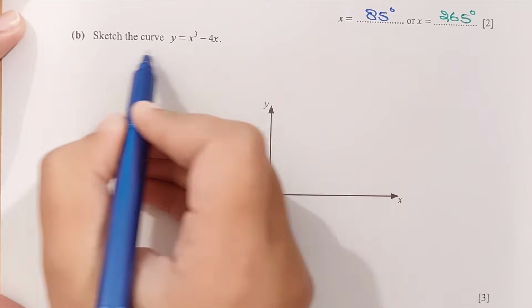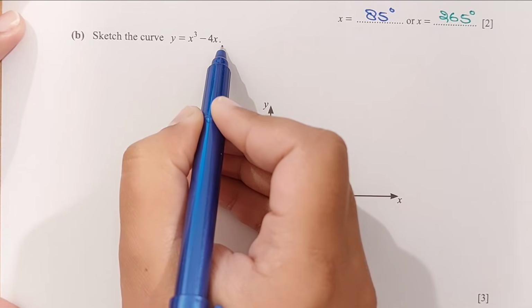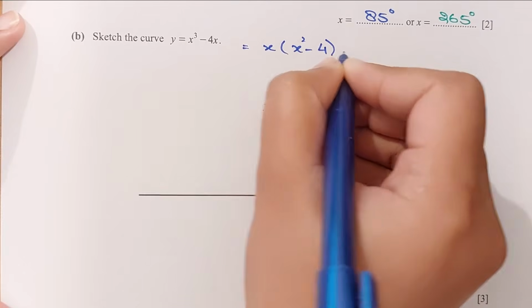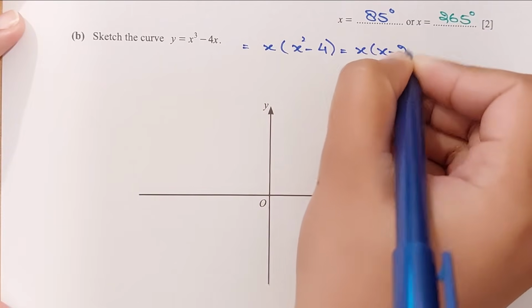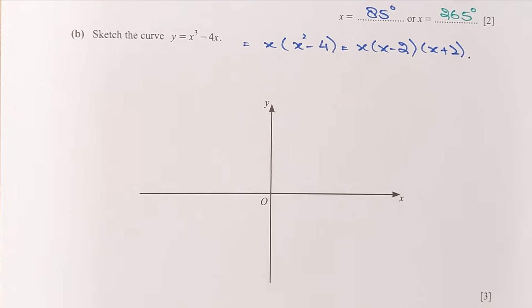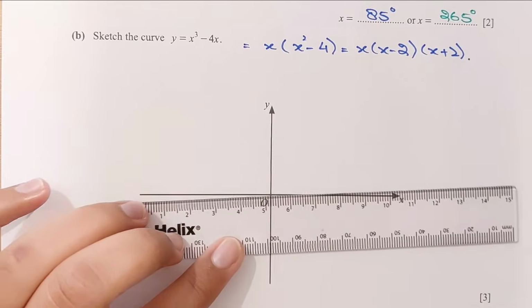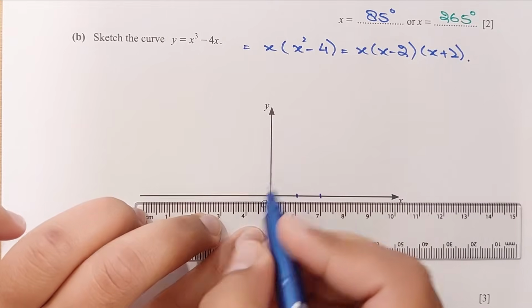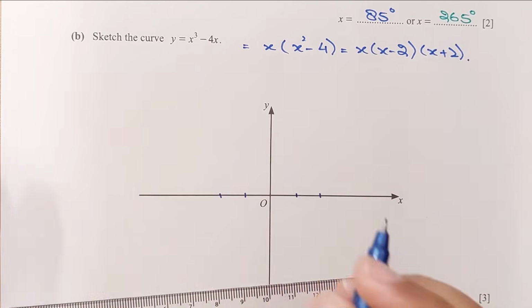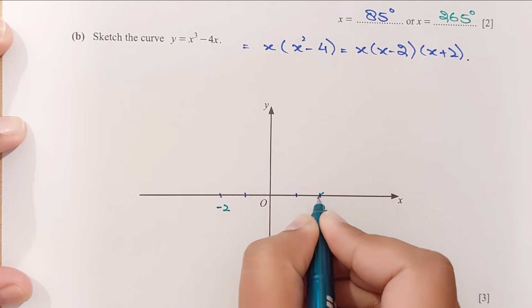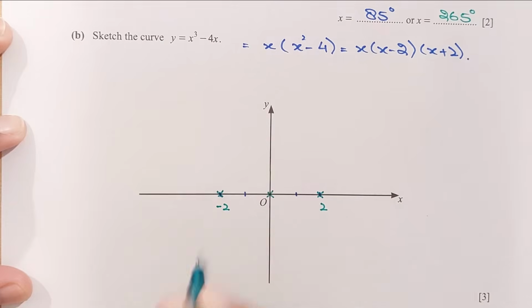Now for part B, sketch the curve y equals x cube minus 4x. This is a cubic curve. So let me rewrite this, let me take x common. So x squared minus 4, and we have x into x minus 2 and x plus 2. So we have 3 zeros here. So 0, 2 and minus 2. So let me plot the zeros first. Here we have 1 and 2, minus 1 and minus 2. So the two zeros are minus 2 and 2 here. This is a 0, this is a 0, and this is a 0, right?